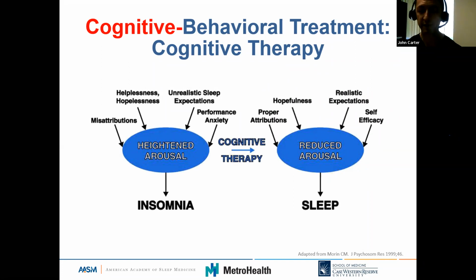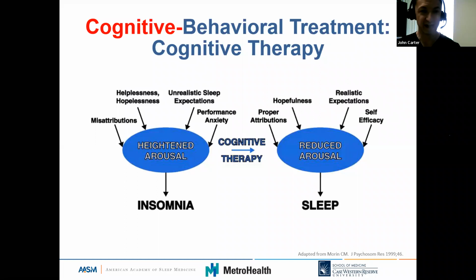So very commonly, there's catastrophic thinking, there's learned helplessness and hopelessness. "I've got a big meeting tomorrow. I really absolutely have to sleep. If I don't, my day is going to be terrible. Everybody's going to know that I haven't slept, and everybody's going to think I'm an idiot, and my day is going to go horribly, and I'm going to get fired from work."